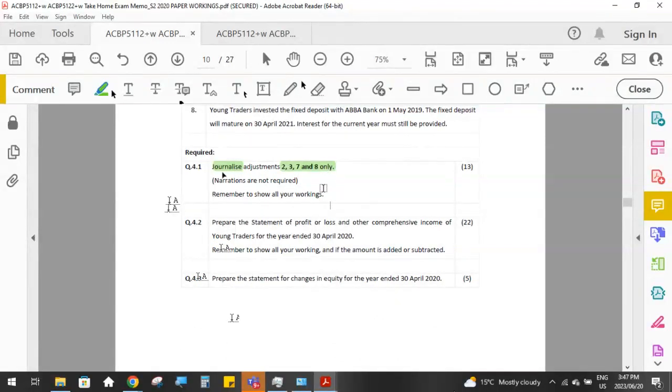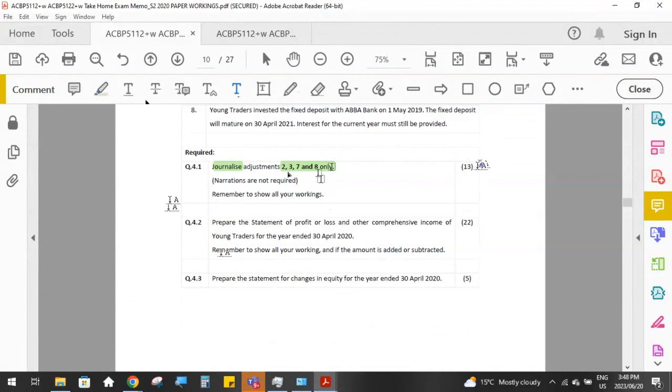Guys, please read this carefully. If they've only asked for those 4, then only do those 4. I can't tell you how many times I'll mark a paper and the students haven't paid attention to this, and then they've got 8 journal entries where they only had to do 4. And what are you doing? You are wasting your minutes.